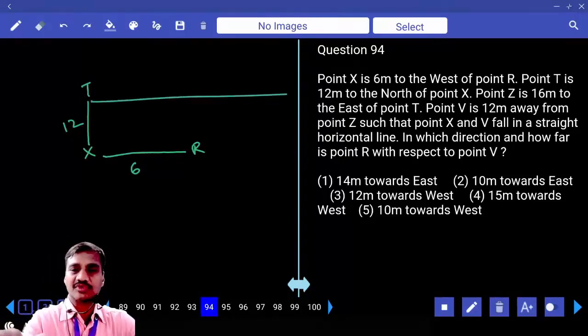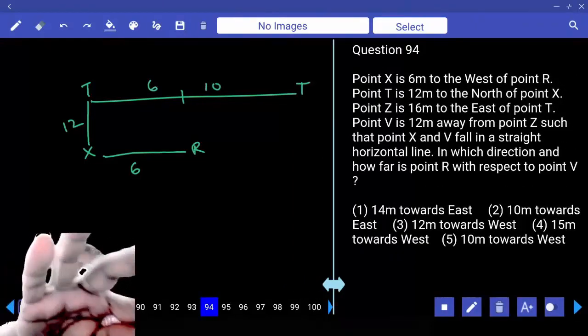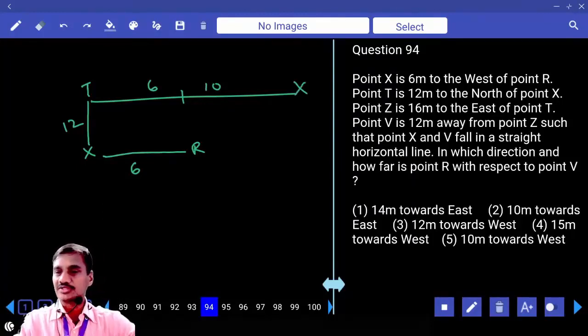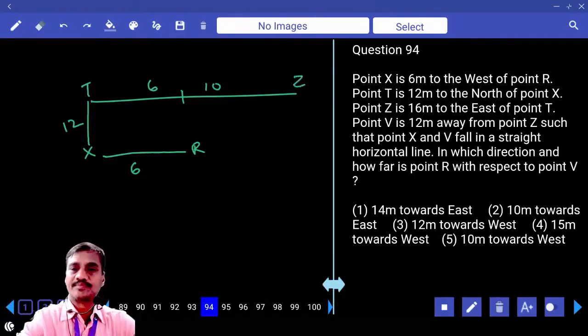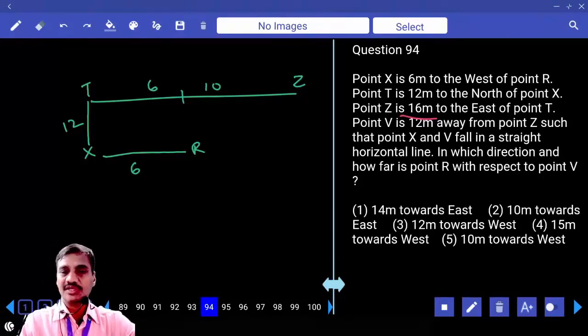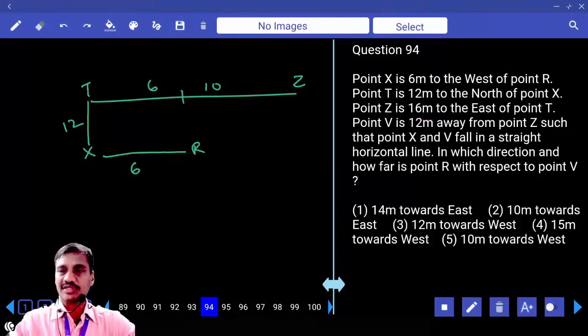16 meters. Now up to here this is 6 and 10 more meters. And the distance between these two is how much? 16. Z is 16 meters to the east of T. And V is 12 meters away from Z, hence this V could be either north, west, east or south, that is not clearly known. But at the same time, X and V fall in a straight line.